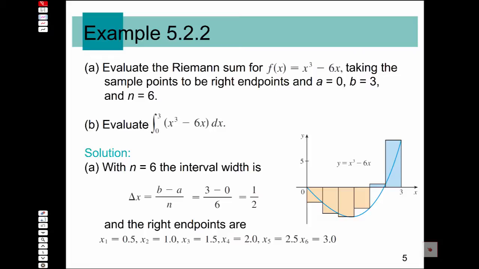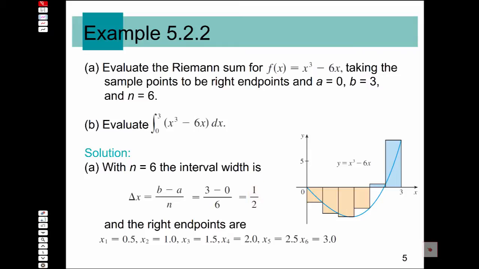When there are n approximating rectangles, we can calculate the width of each rectangle using our formula. The width of each rectangle, delta x, is just the upper value of the interval minus the lower value of the interval, b minus a, divided by the number of rectangles. So in this case, that's 3 minus 0 divided by 6, which gives us 1/2. So each rectangle will have a width of 1/2.